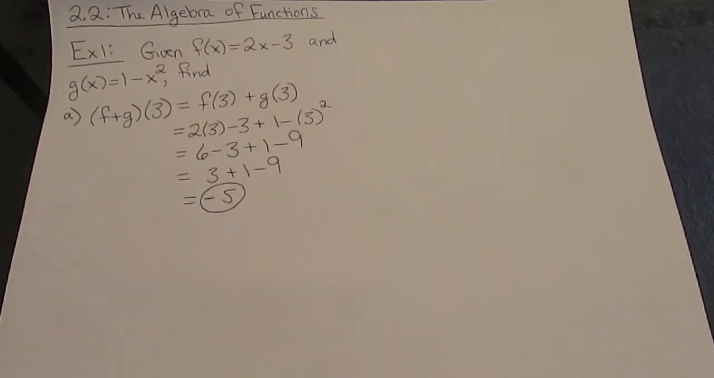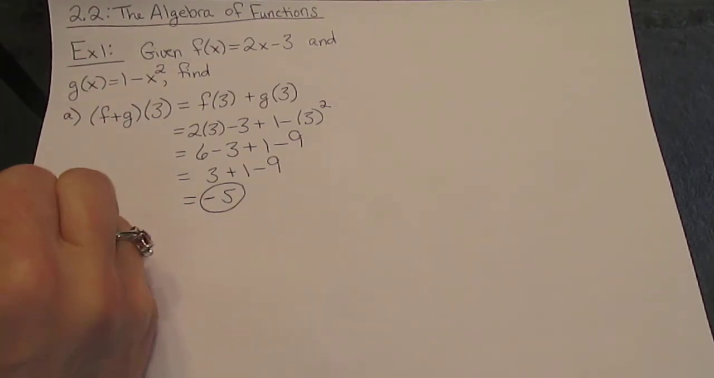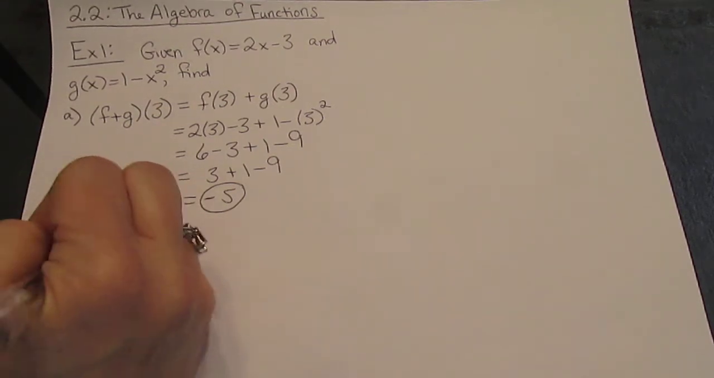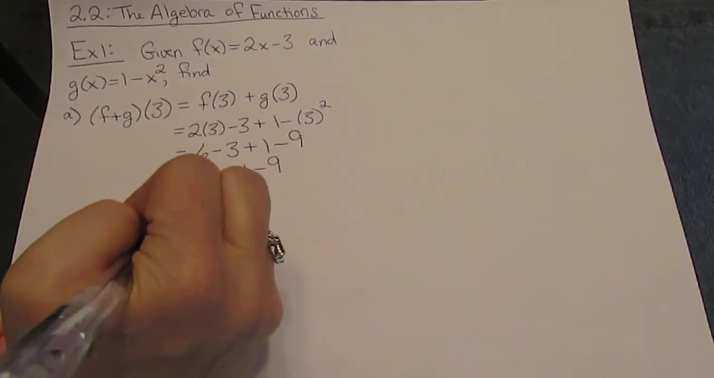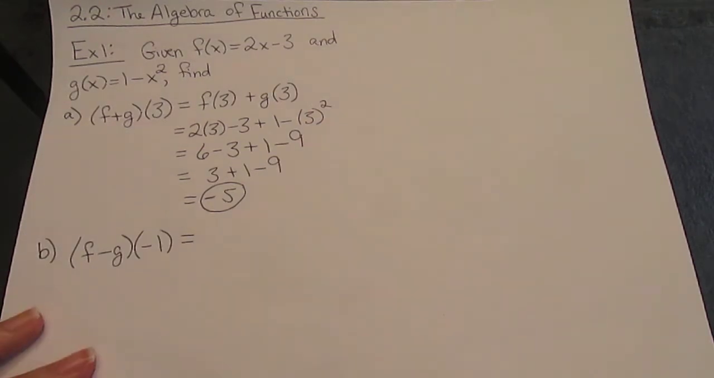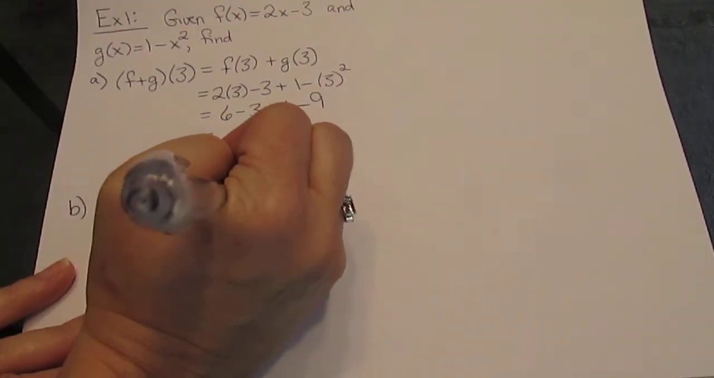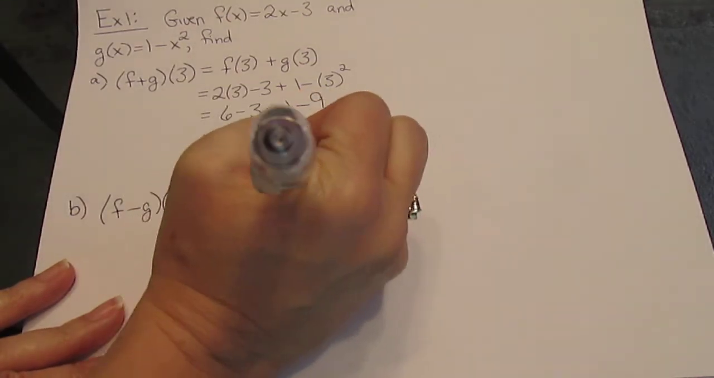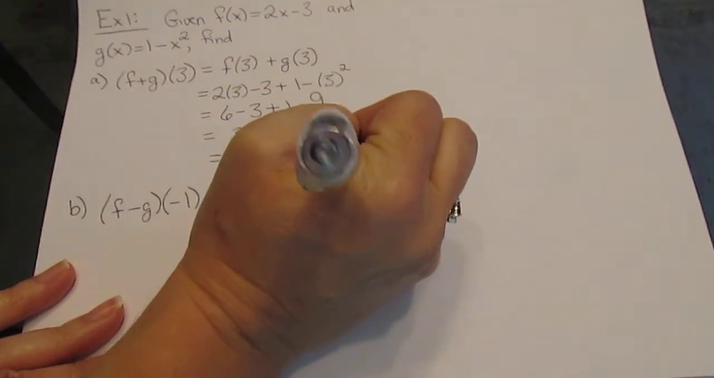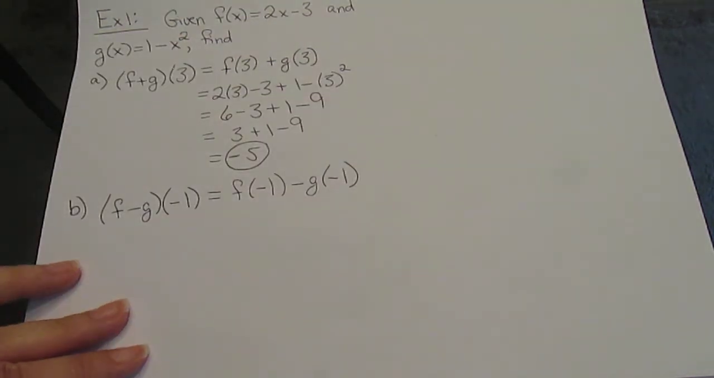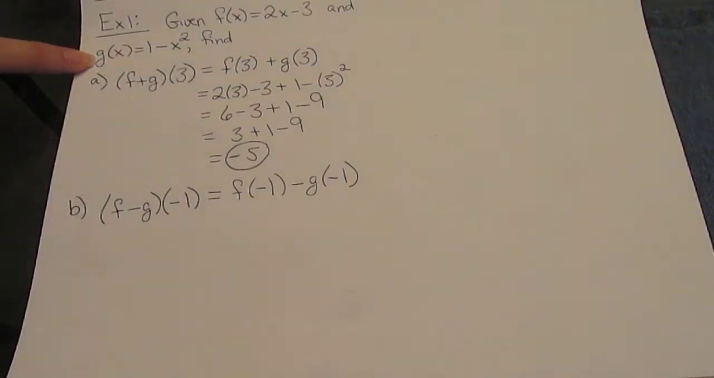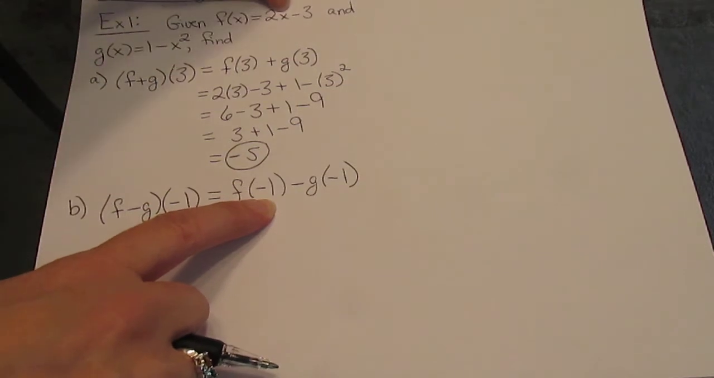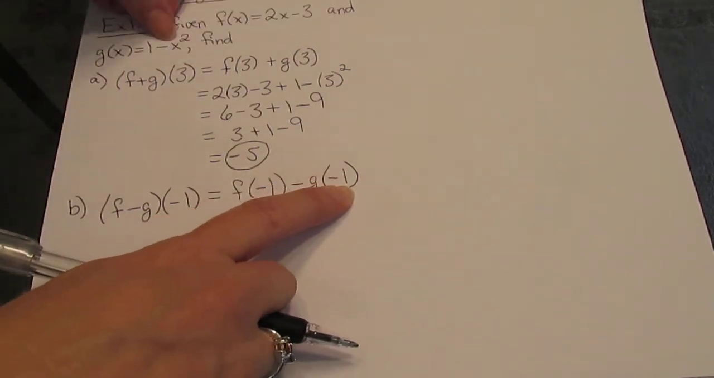So we'll just do a couple more so that you can see all of the different kinds of operations. So part B, they want us to find f minus g of negative 1. So again, we can rewrite it, f of negative 1 minus g of negative 1. And I'm using the same functions. Okay, so this is f and this is g. So we're just plugging negative 1 into the f function, and we're plugging negative 1 into the g function.